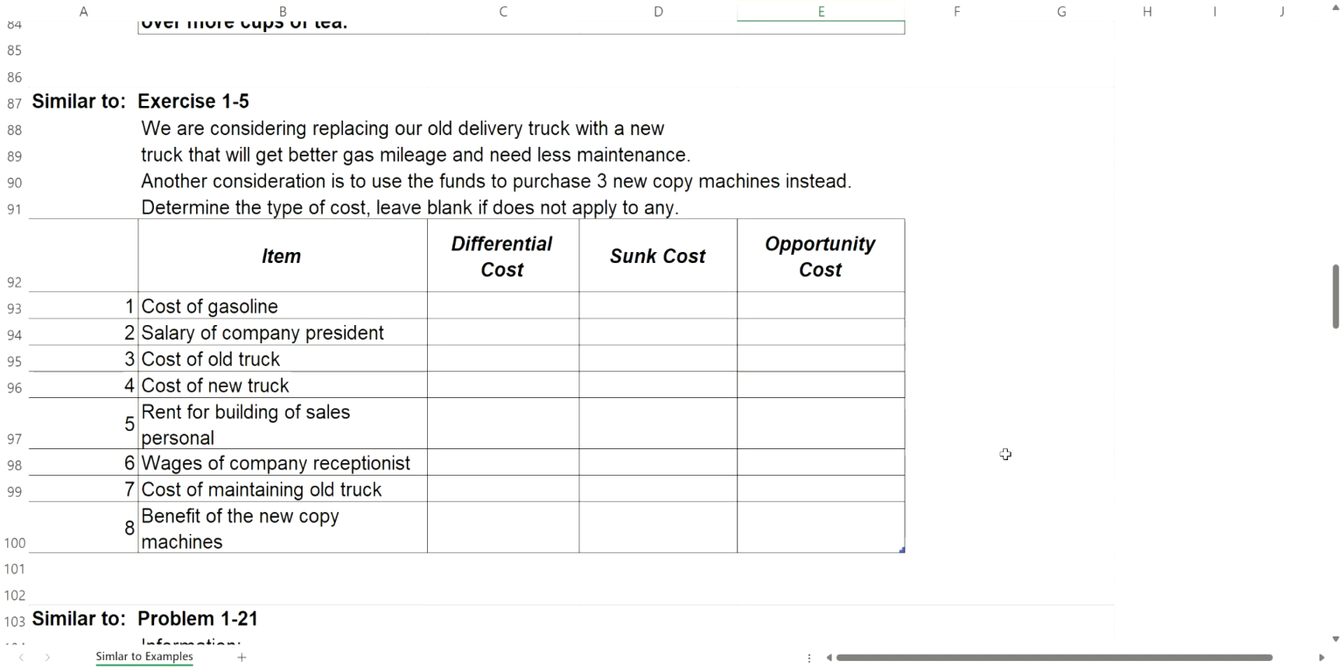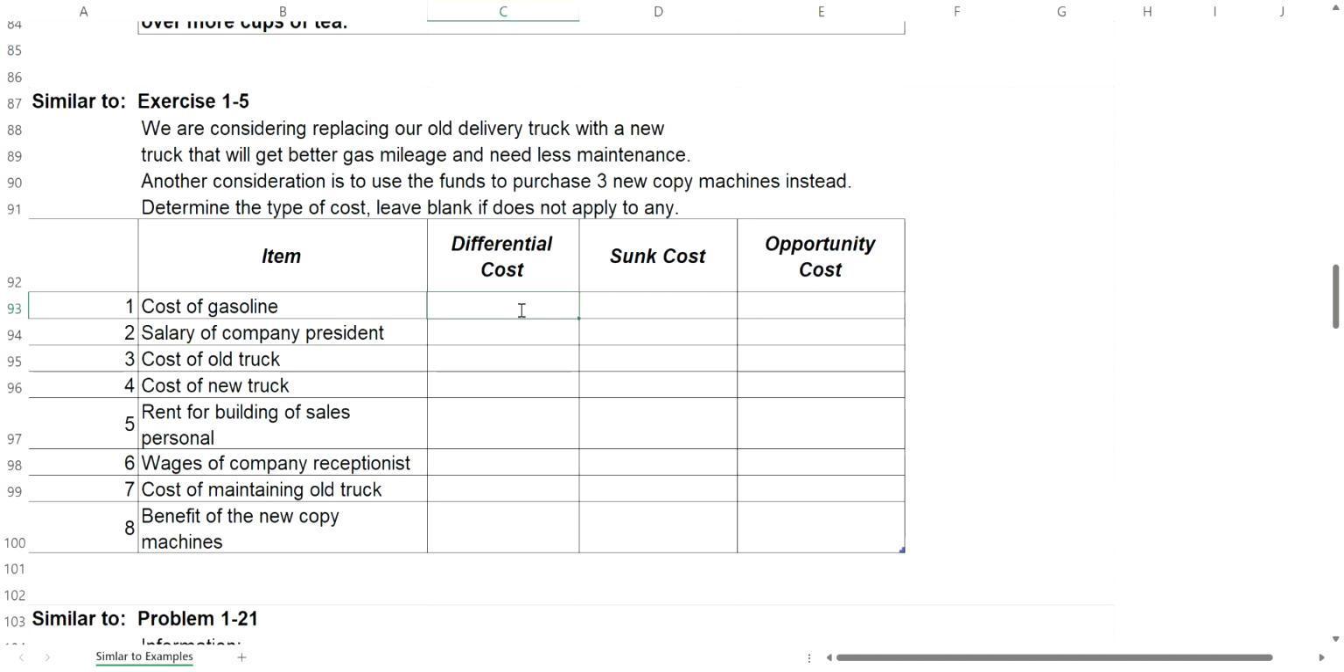Differential cost means it's a cost that differs between the two alternatives. A sunk cost means it has already happened, so therefore it is irrelevant. We don't consider it in the decision making. And an opportunity cost, we talked about in the last video, is what you would give up to take on one opportunity over another.